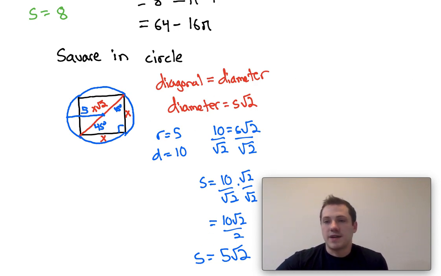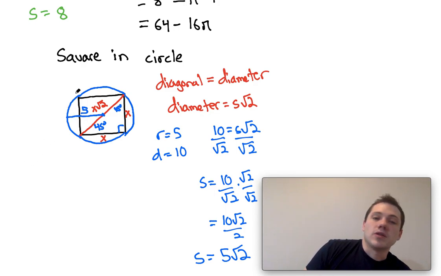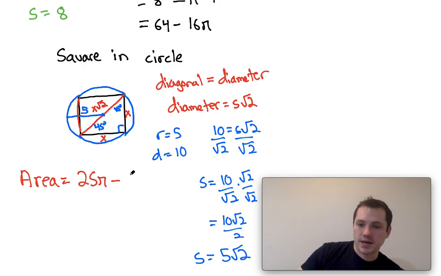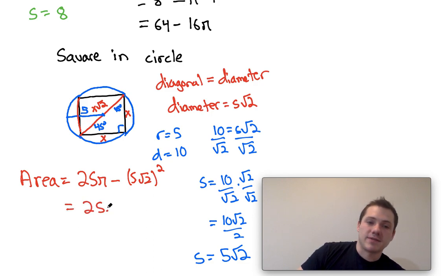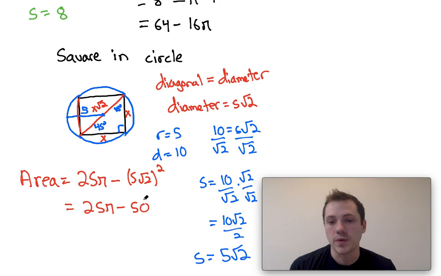So if I wanted to find the area of the shaded region, in this case, the larger part is going to be your circle. And that circle has a radius of 5. So that area is going to be 25 pi. The area of the inside is going to be the side of the square squared. So that's going to be 5 root 2 squared. And so this is going to be 25 pi minus 25 times 2, or 50. And that's how you would find the area of a square inside of a circle.